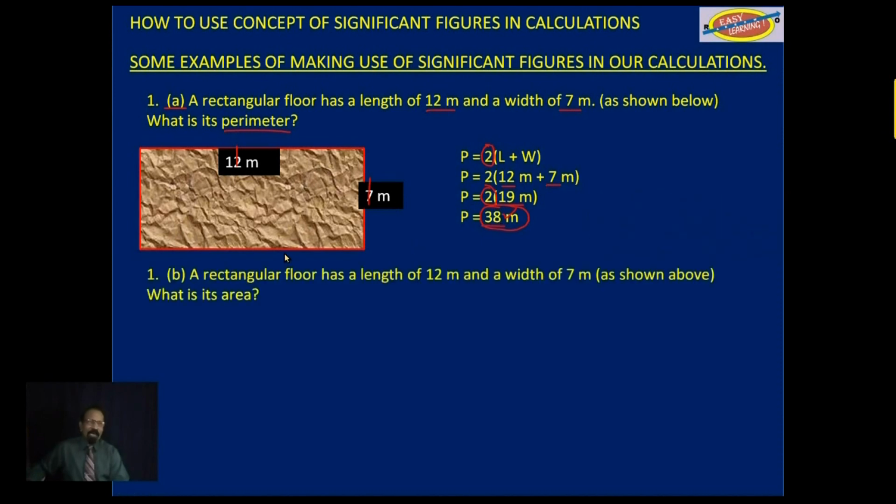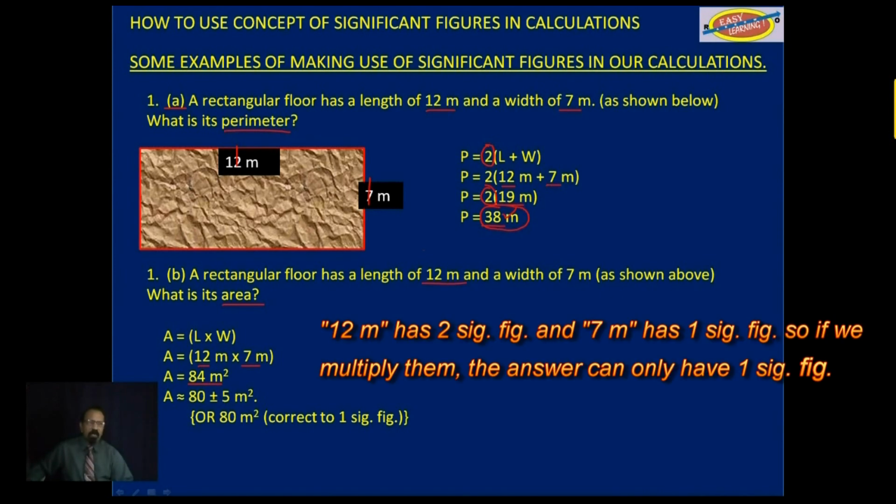Now, if you are asked to find the area, we have a somewhat different situation because now we will have to multiply those two numbers. Area is equal to length times width. So we multiply 12 by 7 and we get 84. But recall we said that for multiplication and division, your answer cannot have more significant figures than the factor with the least significant figures. So this has two significant figures, this has 1, so our answer can only have one significant figure. 84 has two significant figures.